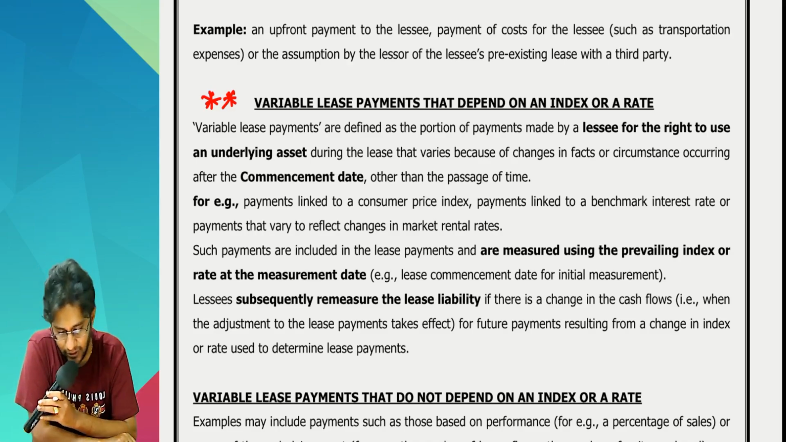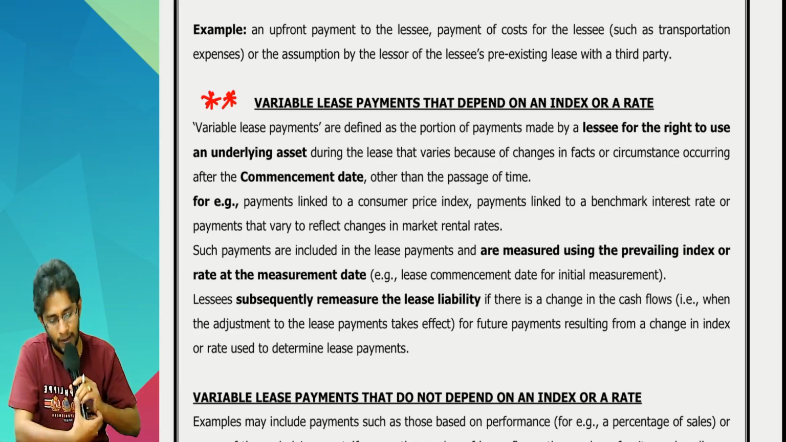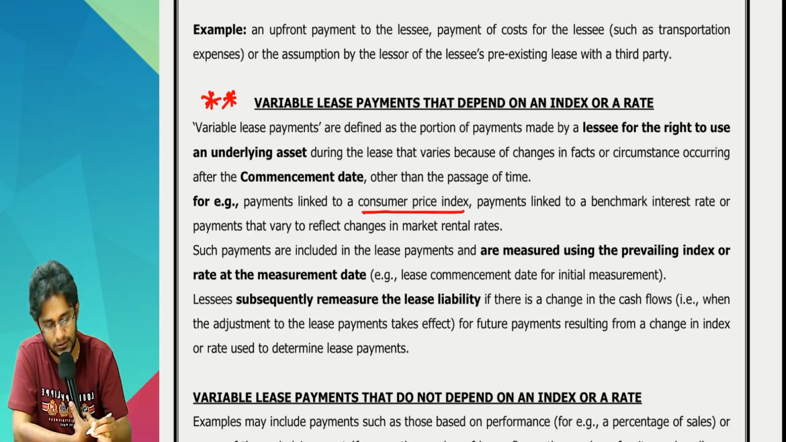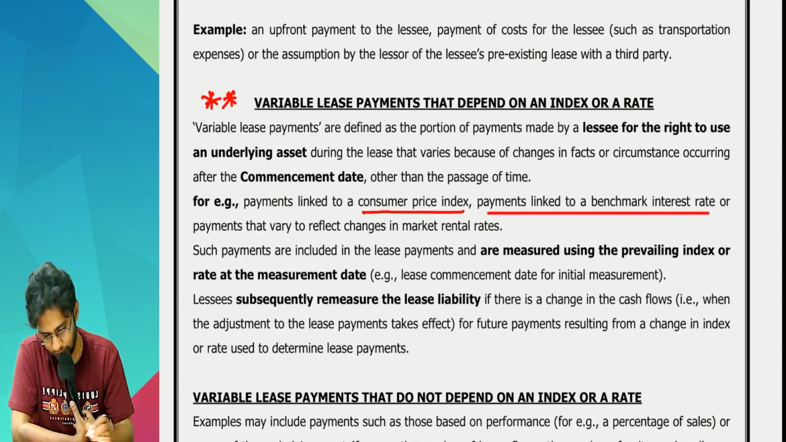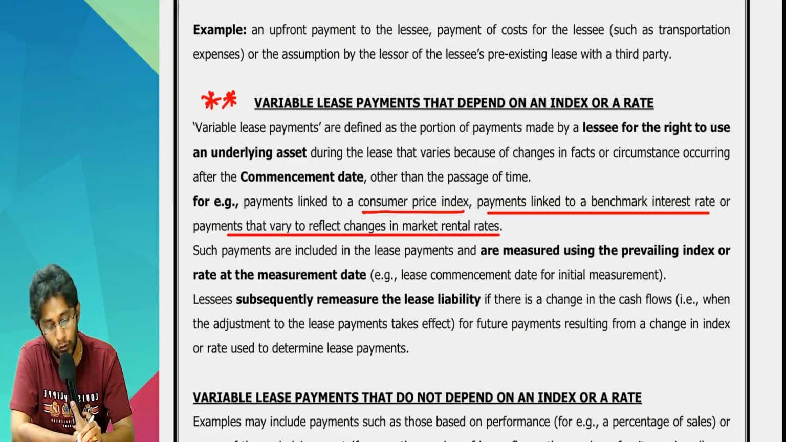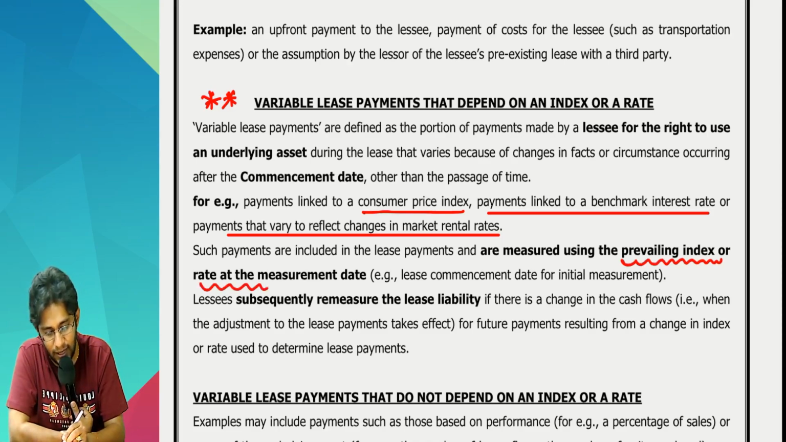Variable lease payments are defined as the portion of payments made by the lessee for the right to use an underlying asset during the lease that varies because of changes in facts and circumstances occurring after the commencement date, other than passage of time. For example, payments linked to consumer price index, payments linked to benchmark interest rate like MIBOR, LIBOR, etc. Payments that vary to reflect changes in market rental rates. Such payments are included in the lease payment and measured using, look at the wording, the prevailing index or the rate at the measurement date. Measurement date is the commencement date.